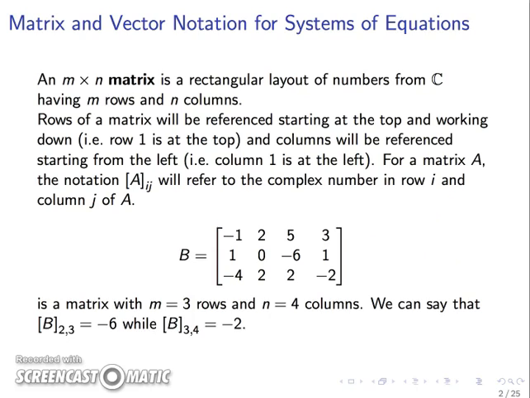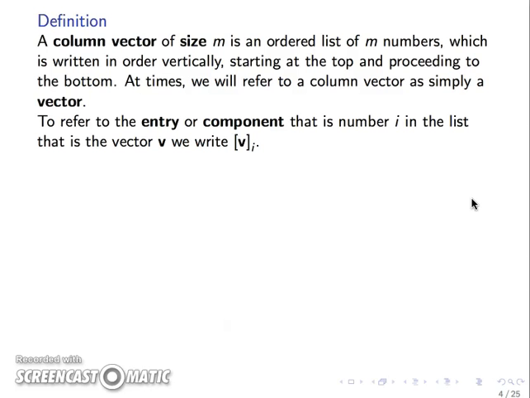This matrix has 3 rows and 4 columns. And here's the entry in row 2, column 3, written as B sub 2,3, and that entry equals -6, and so on. So what we want to do is take a linear system and represent it in terms of this new notation.